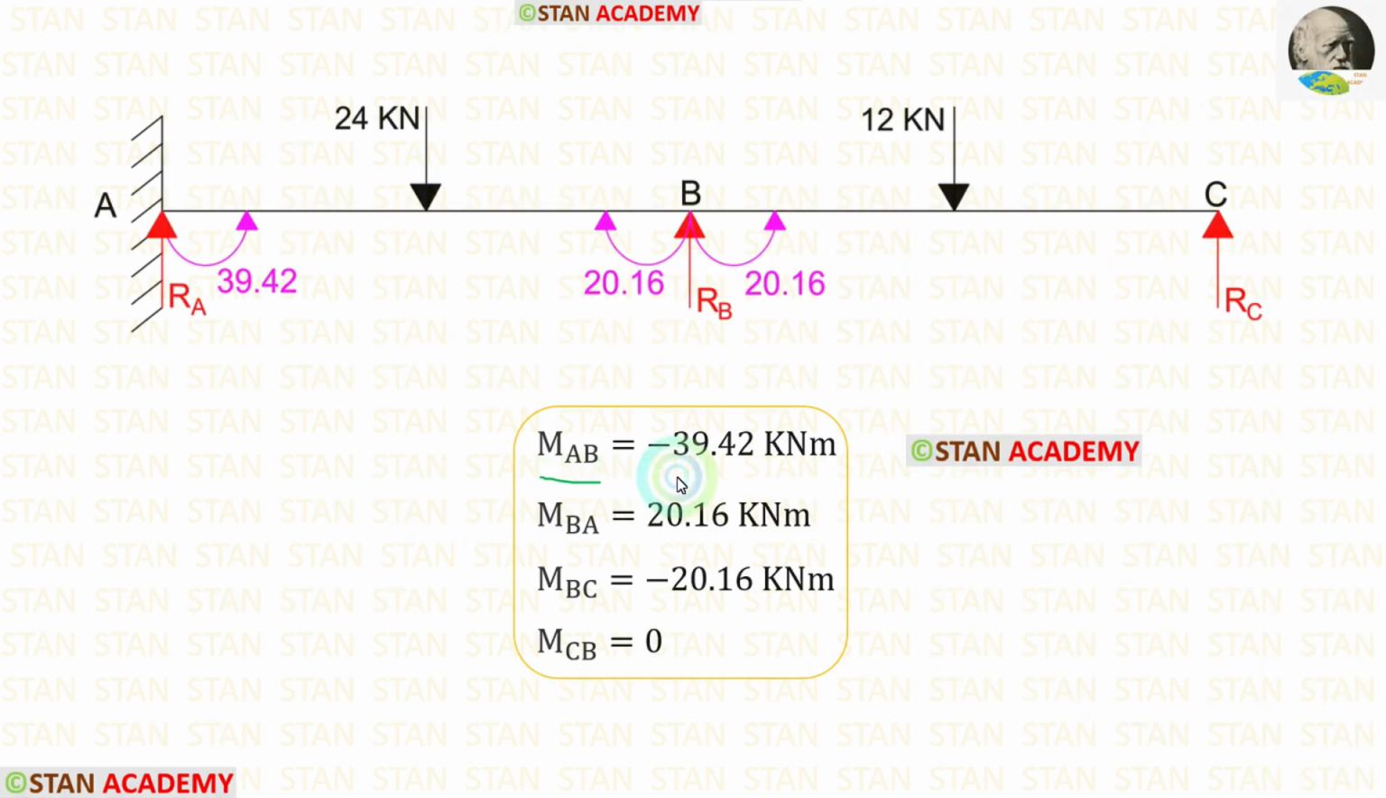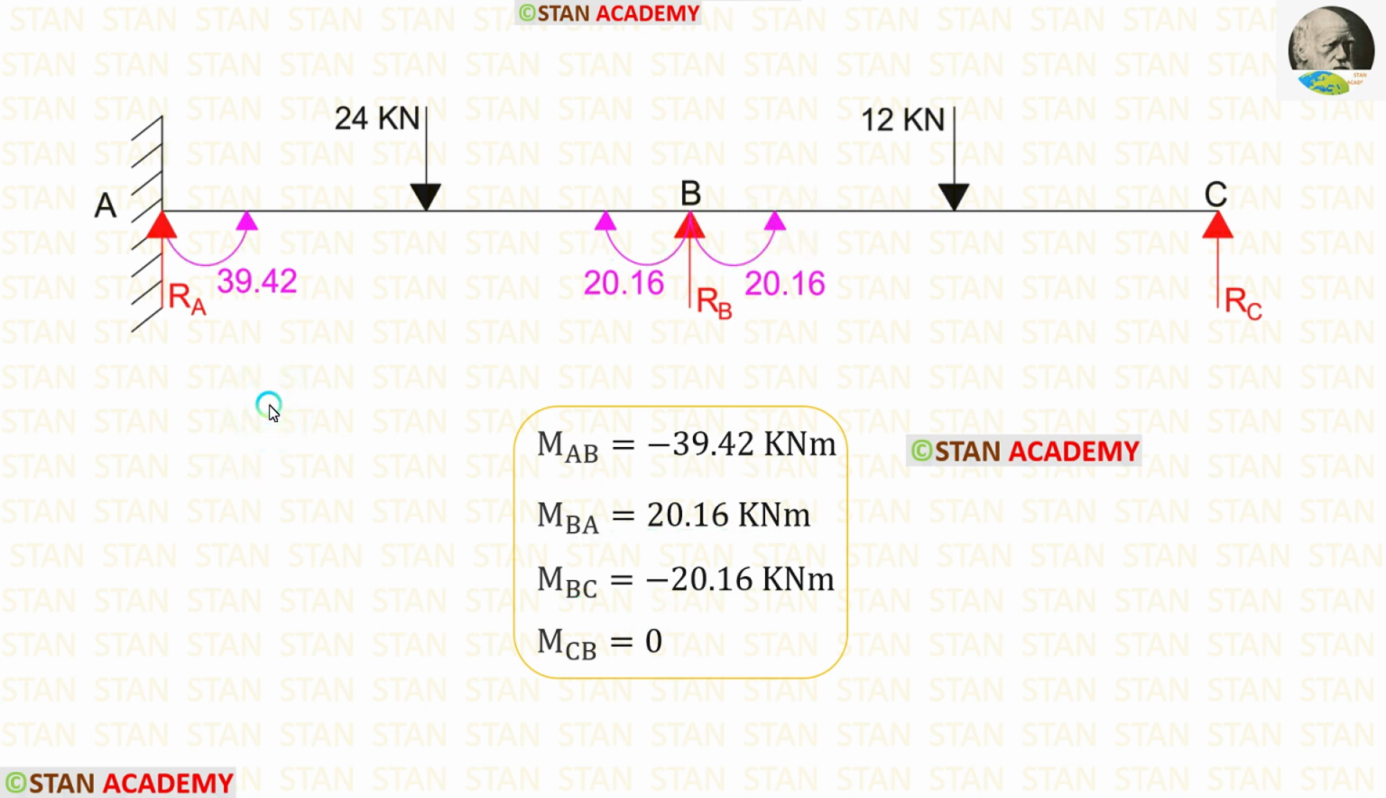For MAB, we got a negative value. That means it is acting in the anti-clockwise direction. For MBA, we got a positive value. That means it is acting in the clockwise direction. Finally, for MBC, we got a negative value. That means it is acting in the anti-clockwise direction.